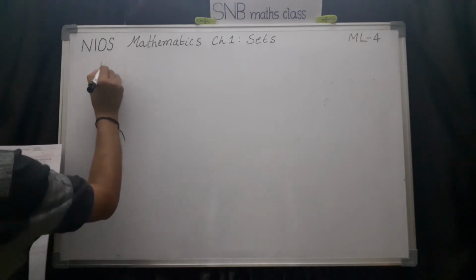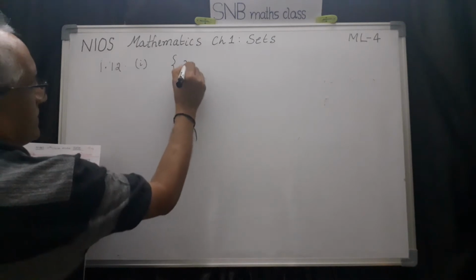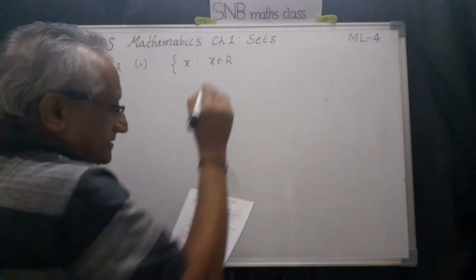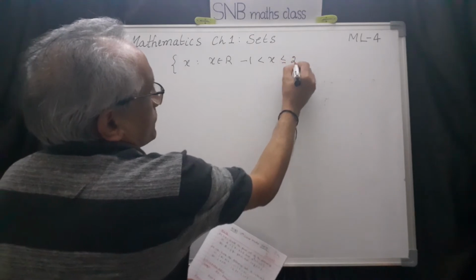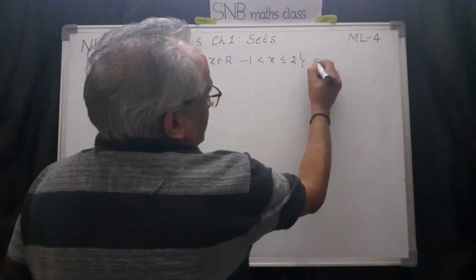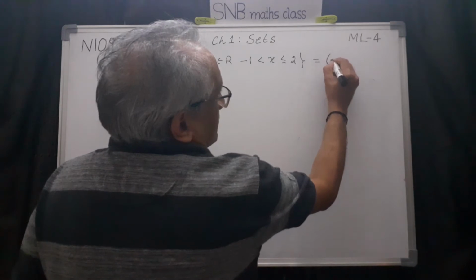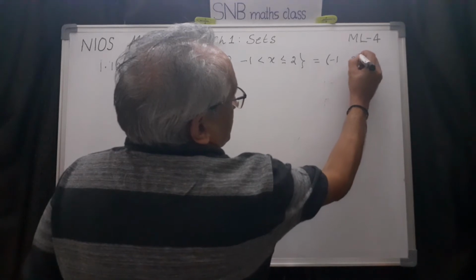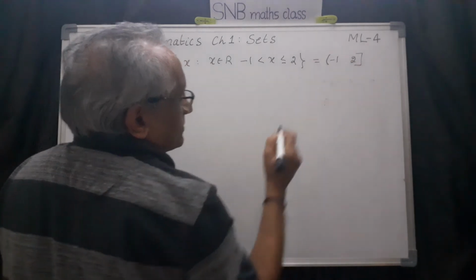First question is, this is 1.12. Given set is this, x such that x belongs to R, that is the first condition. Then minus 1 less than x less than 2. So there is no difficulty in writing this one directly. See this side it is open, so it is minus 1, and this side it is closed, so 2, so it is semi open semi closed interval. This is the interval form. We have done this type of question.